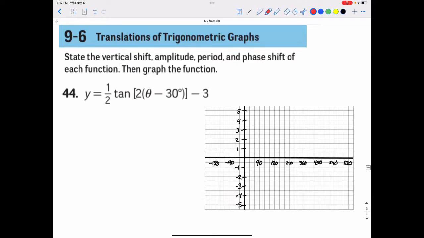And finally, we have translations. State the vertical shift, amplitude, period, and phase shift of each function. Then graph the function. So lots of things happening here. We'll just go one at a time. The vertical shift is going to be the number that is outside of the grouping symbols, which is right there, and that is -3. So we have a vertical shift of -3. So actually I should say it goes down 3 units.